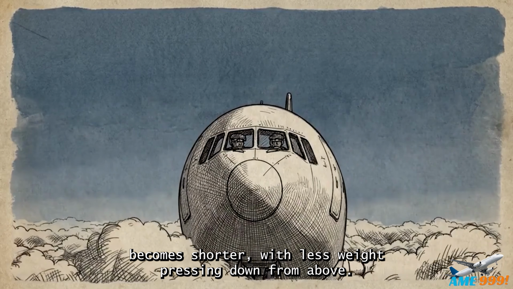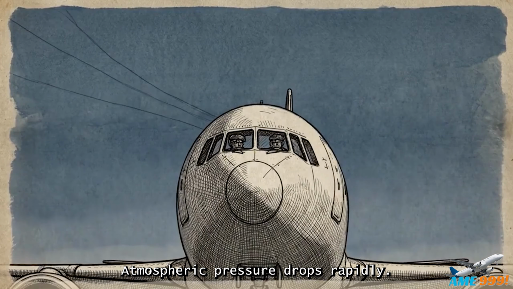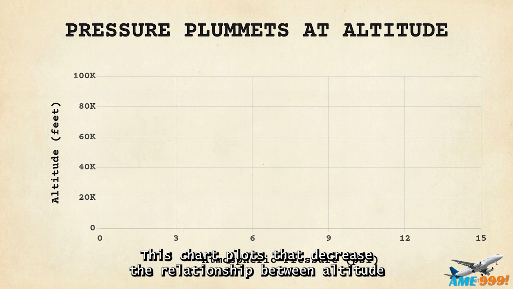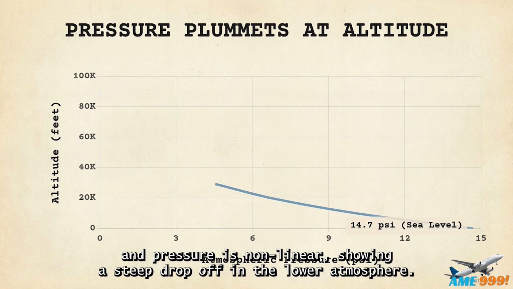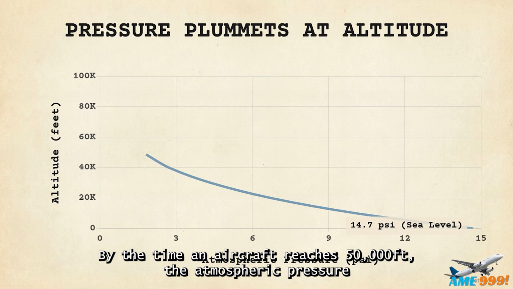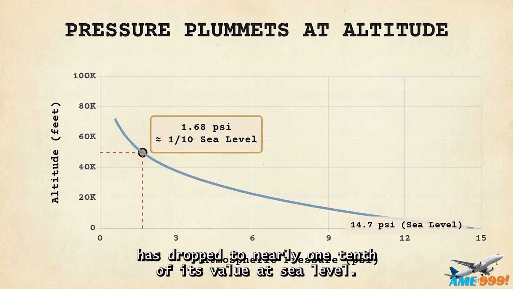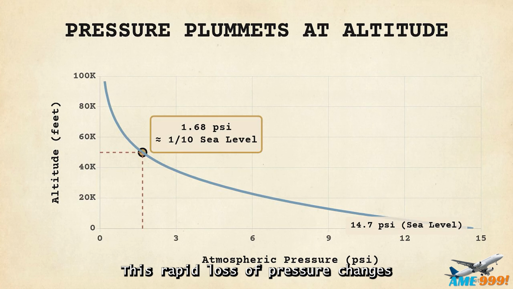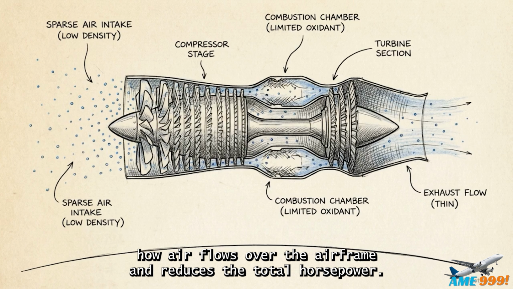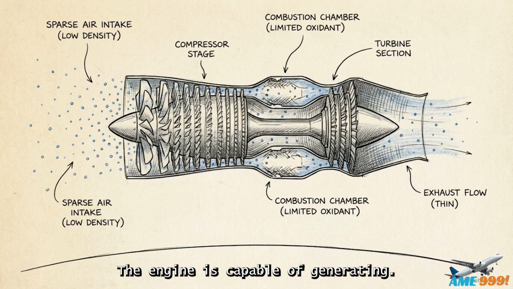With less weight pressing down from above, atmospheric pressure drops rapidly. This chart plots that decrease. The relationship between altitude and pressure is nonlinear, showing a steep drop-off in the lower atmosphere. By the time an aircraft reaches 50,000 feet, the atmospheric pressure has dropped to nearly 1/10 of its value at sea level. This rapid loss of pressure changes how air flows over the airframe and reduces the total horsepower the engine is capable of generating.